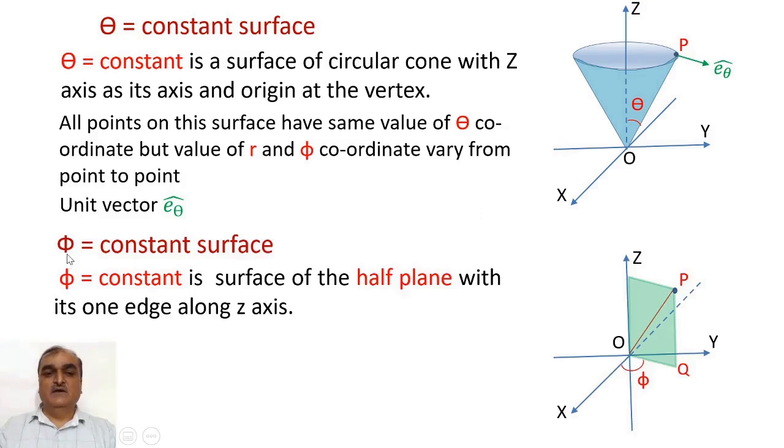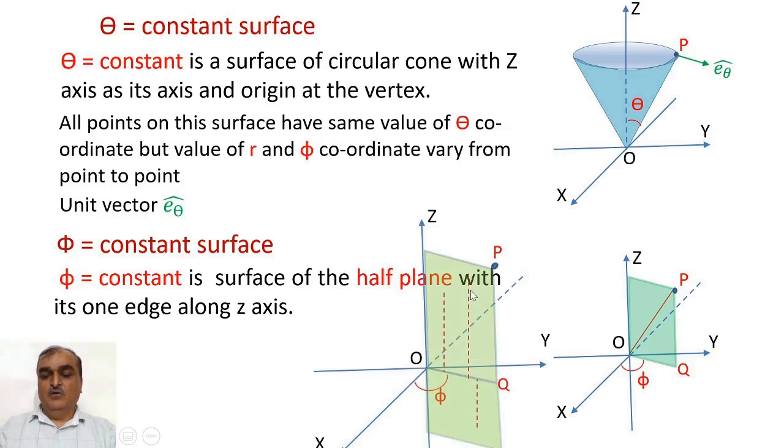Then the third surface, the phi constant surface. If the phi coordinate is held constant, and r and theta are allowed to vary, then we get this half plane, with one edge along the z-axis. This is the phi constant surface.